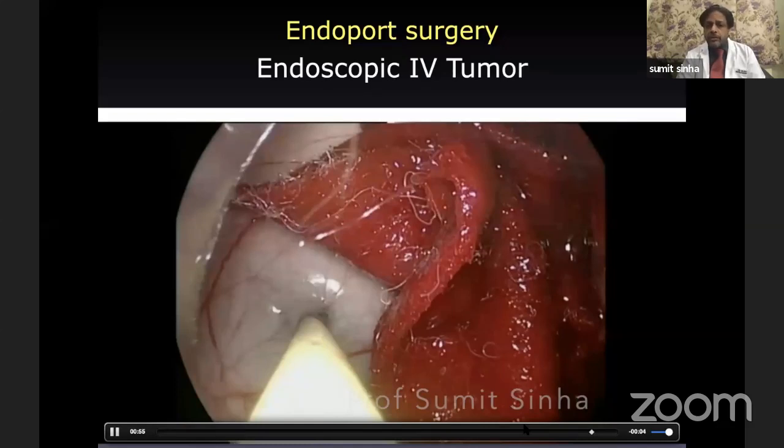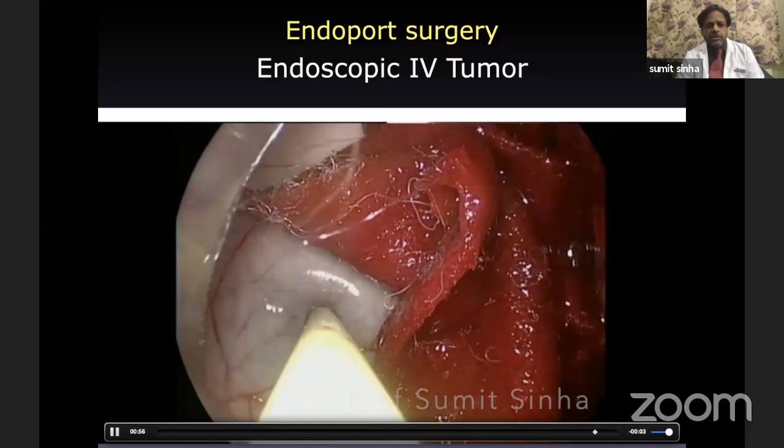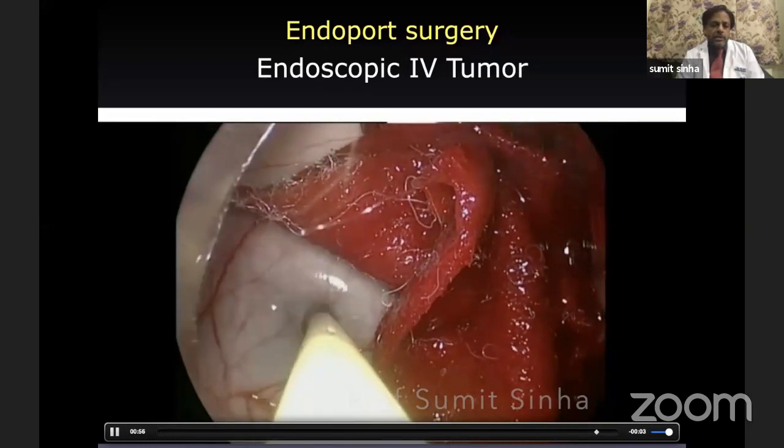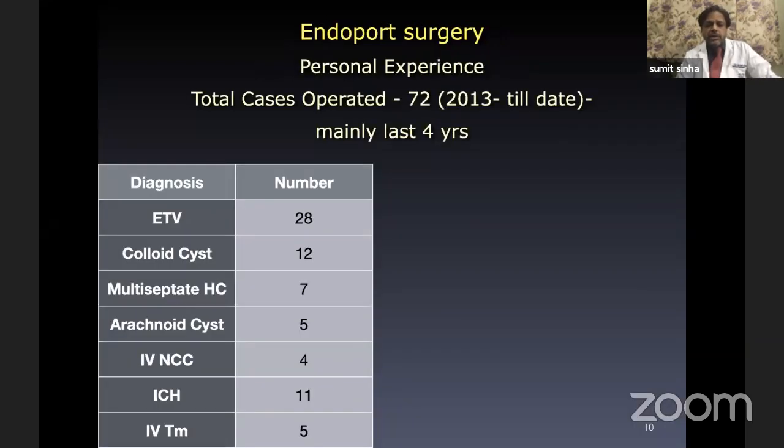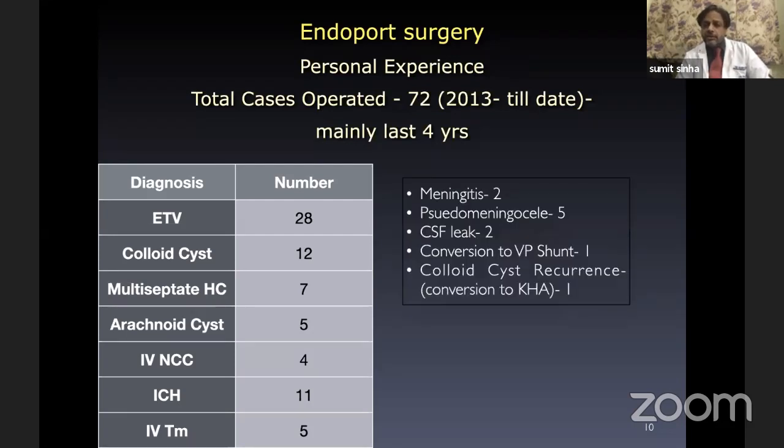ventricular pathways. So this is a personal experience of 72 cases operated by endoport technique. This is mainly the experience of the last 4 years. And there were 28 endoscopic third ventriculostomies, 12 colloid cysts, multiseptate hydrocephalus, arachnoid cyst, intraventricular neurocysticercal cyst, intraventricular tumors and intracerebral hemorrhages. I have my share of complications, with meningitis in 2 patients treated with intravenous antibiotics. Pseudomeningocele developed in 5 cases.